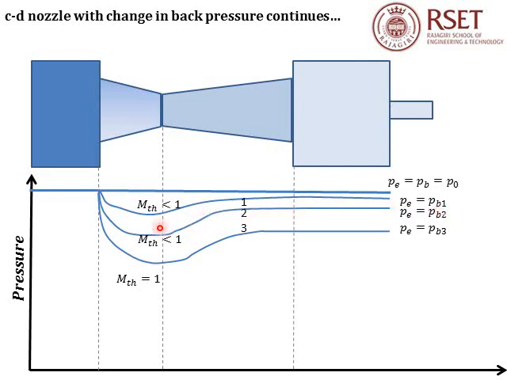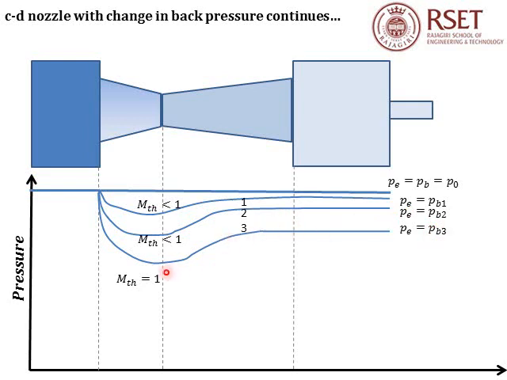Now, if we go on decreasing the pressure further, we reach a particular value of back pressure when the Mach number at the throat becomes equal to 1. Now, this is a critical point. From here, the flow can either move as a subsonic flow or as a supersonic flow. This is determined by the value of back pressure PB3.